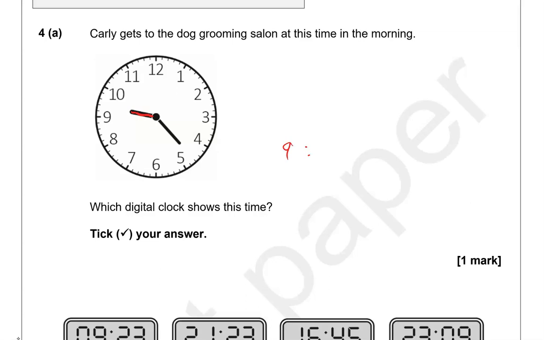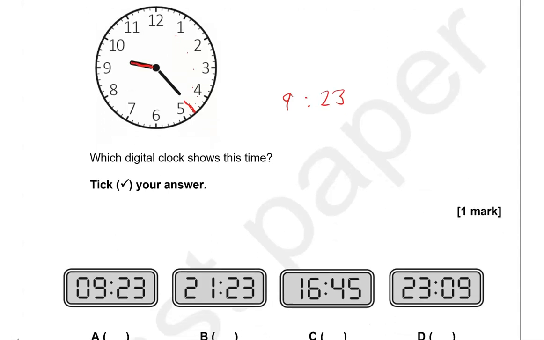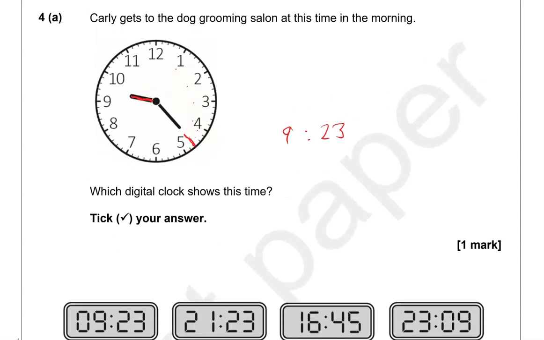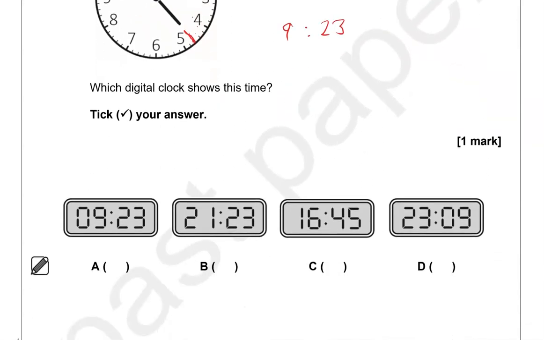And that is very close to 25, but a bit less. So it's pointing at 23. 5, 10, 15, 20, 21, 22, 23. So 9:23. And that's in the morning. So 9:23, that is option A.